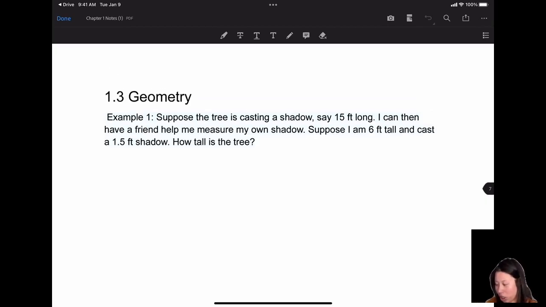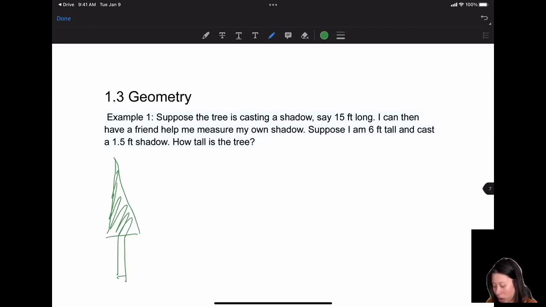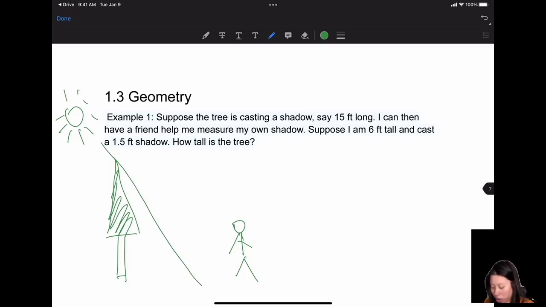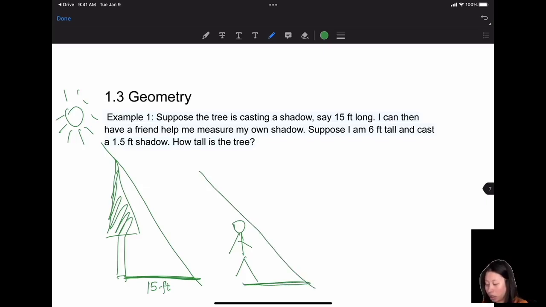So suppose there's a tree. This is a tree, and you're standing next to the tree. So the tree is casting a shadow in here. This one is the shadow of the tree, which is 15 feet long. As for me, the sun and my friend measure me, the casting shadow is 1.5 feet long, and I am 6 feet tall. So how do you find out how tall the tree is?